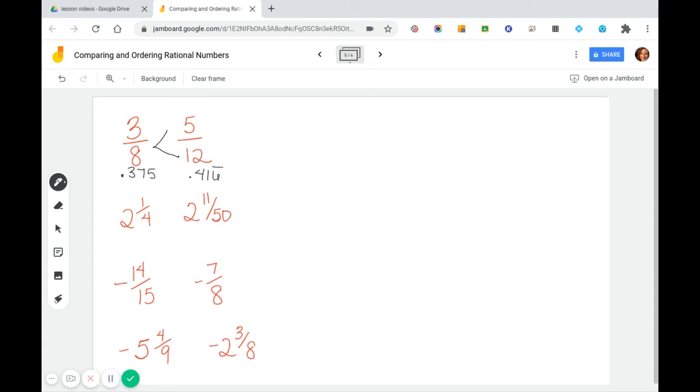Or 8 times 12 is 96. You could use 96. That's fine. You could use 48. Anything that they both go into is going to work. So I'm going to write them both over 24.